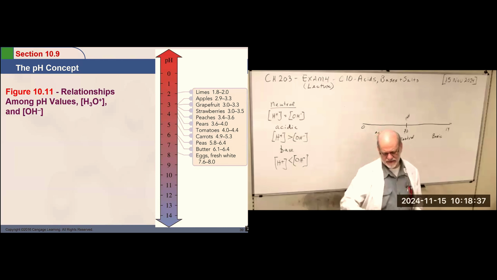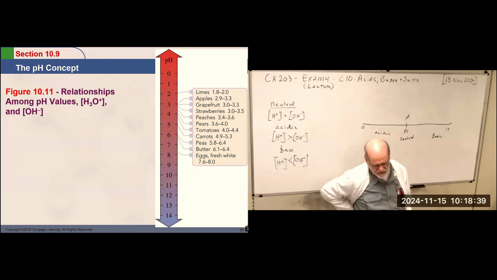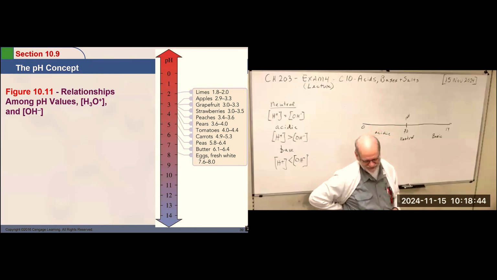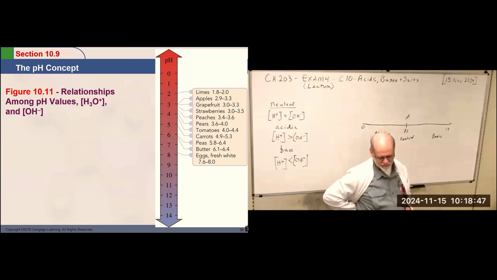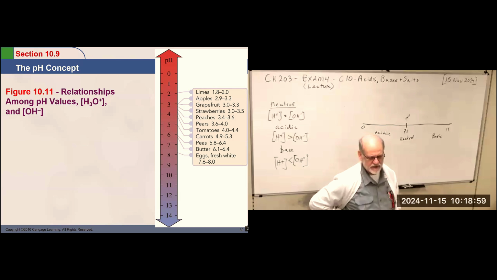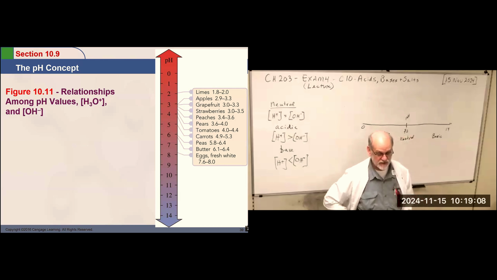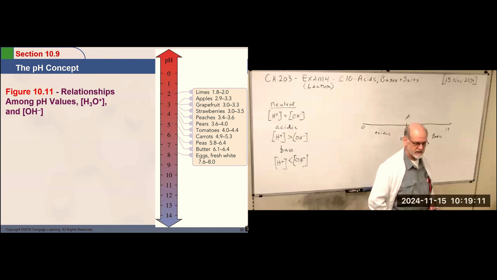All right. And this scale just gives you some pHs of some common vegetables. Well, egg's not a vegetable. Egg whites are in the neighborhood of 7. Butter is slightly acidic. And you get more acidic as you go toward limes, right? What causes citrus fruits to be acidic? Citric acid, primarily. There's some ascorbic acid in there, vitamin C.